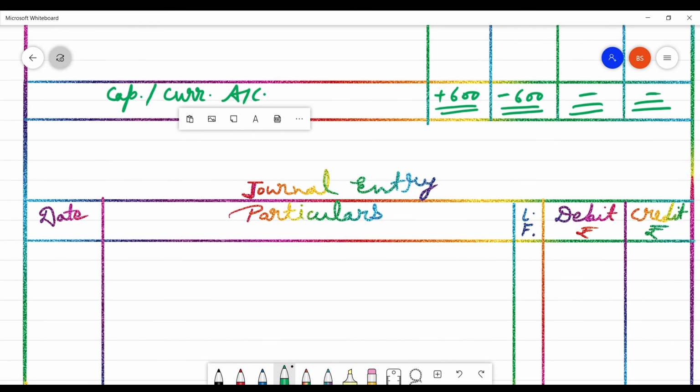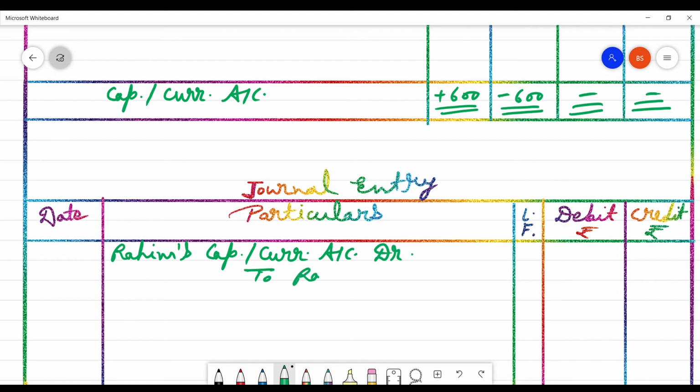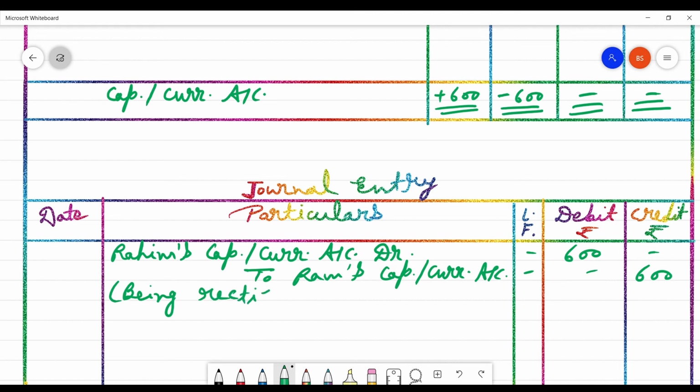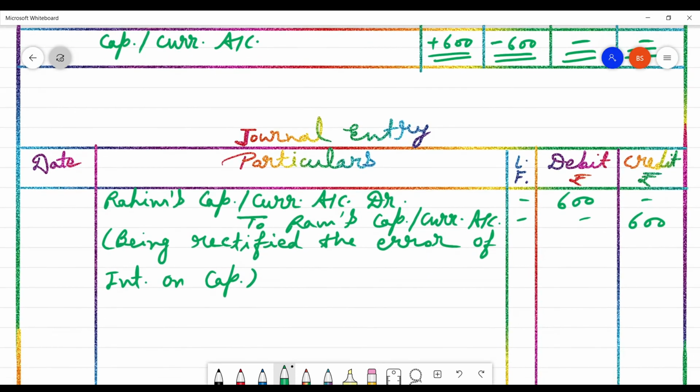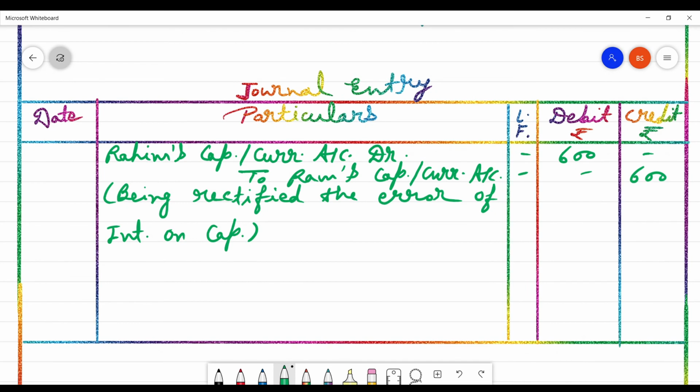So we will write down the rectification entry. Rahim's capital or current account debit to Ram's capital or current account, amount 600, narration being rectified the error of interest on capital. So this is the sum and it is completed.